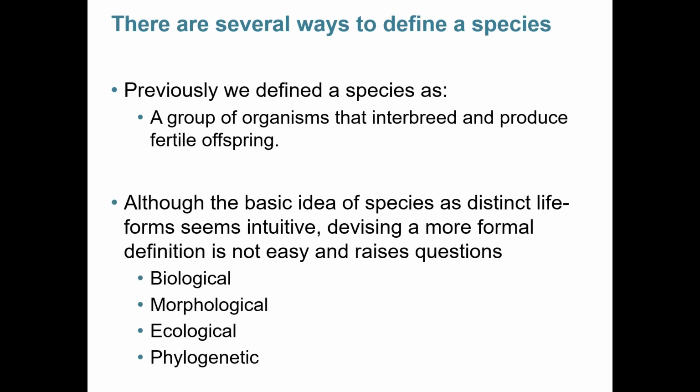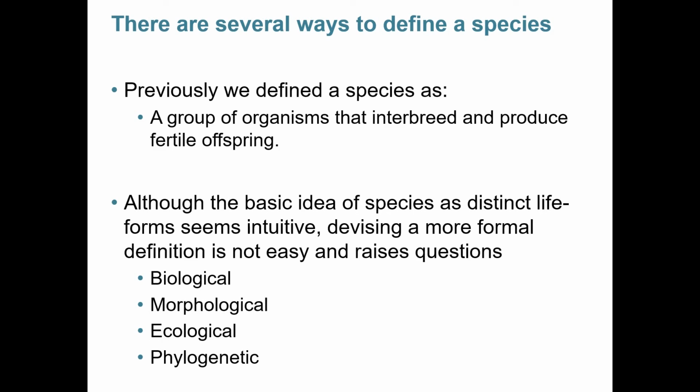Although the basic idea of species as distinct life forms seems kind of intuitive, defining a formal definition is actually pretty difficult. And there are four major ways that we can try and define a species. And I'm going to talk about why they're useful and where they fall apart. Those four ways are the biological species model, the morphological species model, the ecological species model, and the phylogenetic species model.